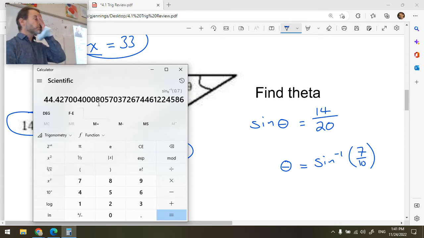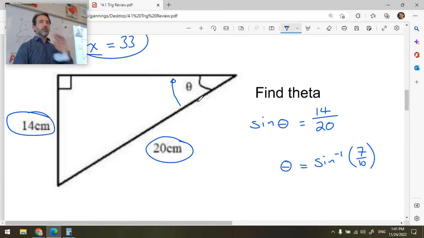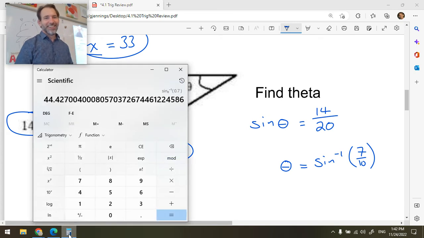Oh no, we forgot the most important thing. We forgot to guess. Yeah, I would guess about 44.4 degrees too. It's about 44 degrees, and then we're satisfied, right? So theta is 44.4 degrees.